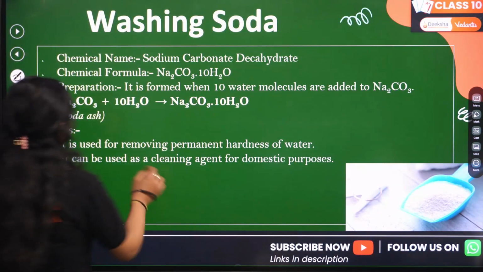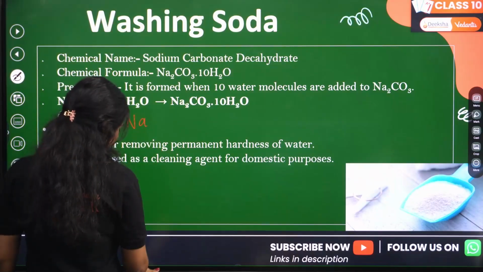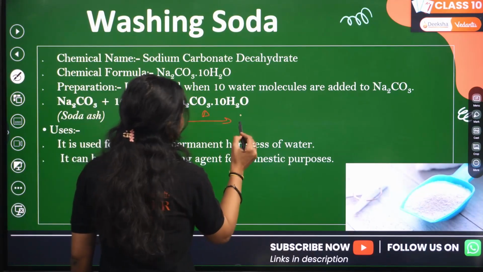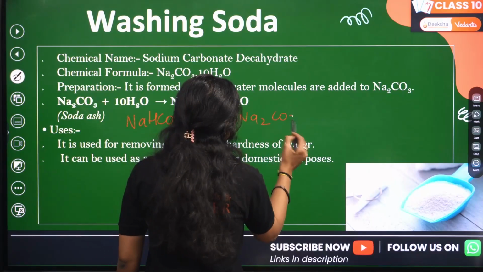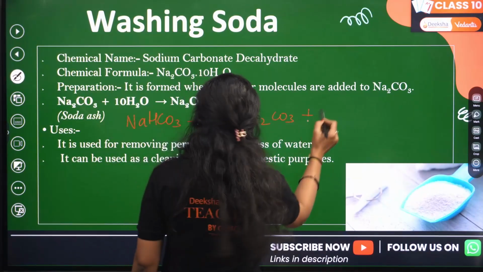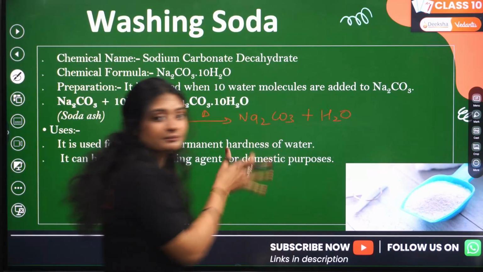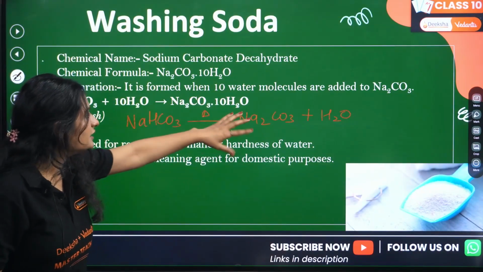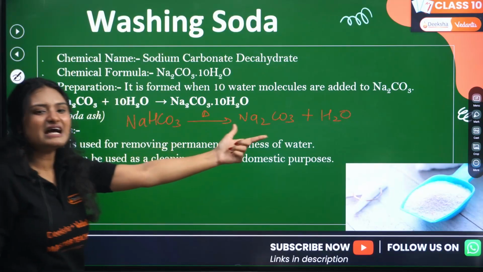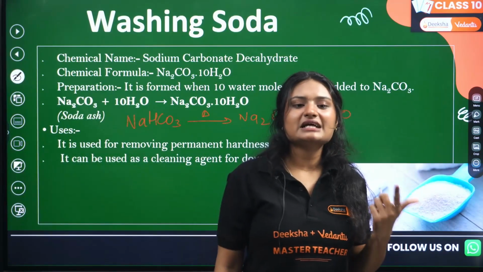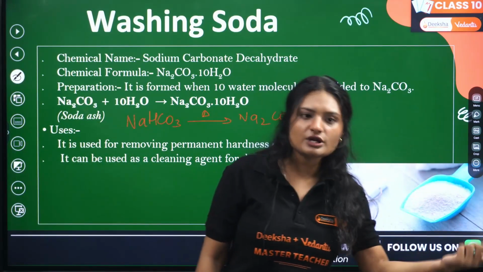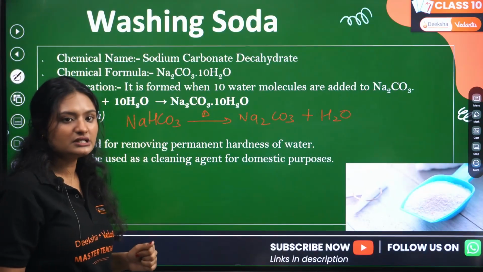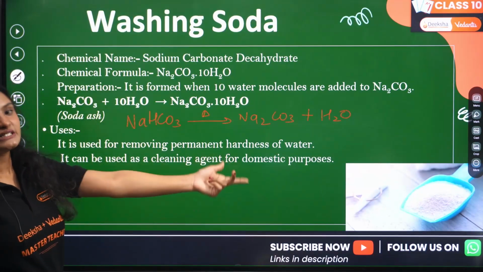So if you have NaHCO3 and if you heat it, we get sodium carbonate, right? And if we have the sodium carbonate and we add 10 water of crystallization to it, that's how we get washing soda, my dear kids. Now where is it used? It is used for removing permanent hardness of water and as a cleansing agent for domestic purposes.